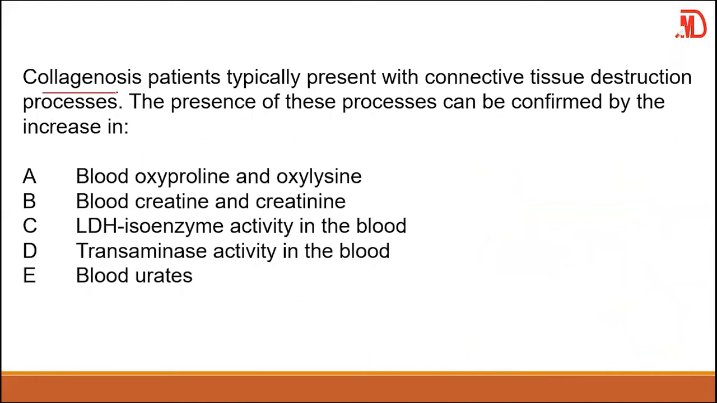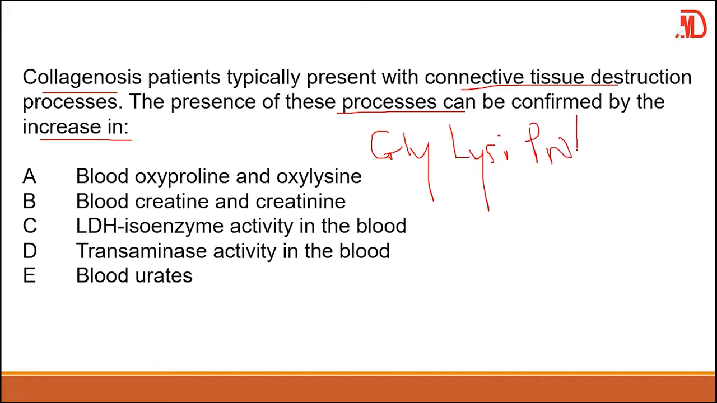Collagenosis, you know it already. Patients typically present with connective tissue destruction processes. The presence of these processes can be confirmed by an increase in, for those who have been following my tutorials, you realize that we talk about collagenosis. And anytime we talk about collagenosis, you can think of three things. Think of glycine, think of lysine, and think of proline. So these substances will be increased either in the urine or in the blood.